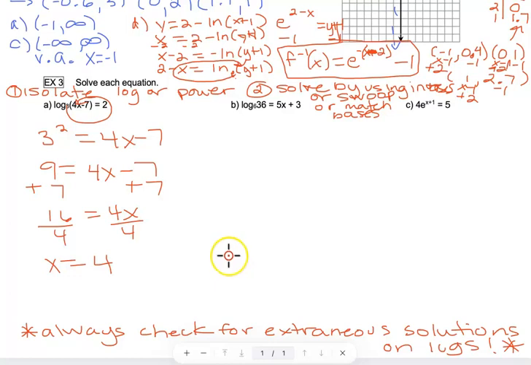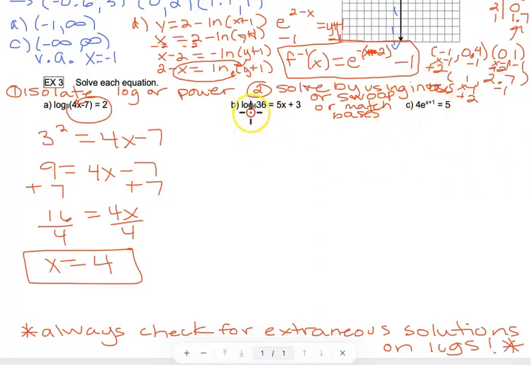It's a logarithmic equation, so I do need to check my solution. 4 times 4 is 16. 16 minus 7 gives me 9, which is not a negative number, so it's okay. X equals 4 is a valid solution.